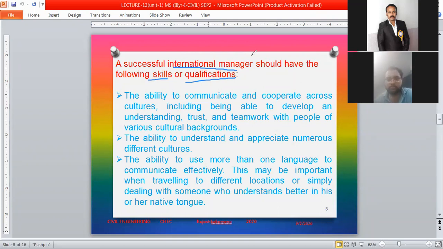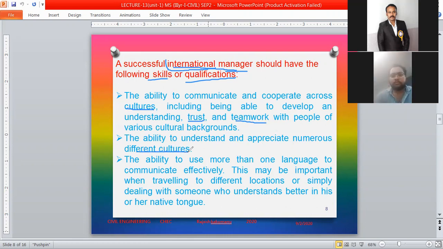IIMs, just like IITs you have IIMs, then automatically you will get specialization. If you want to become an international manager, you can take international business as a specialization. Then what are the skills you have to require? The ability to communicate and cooperate across cultures, including being able to develop understanding and trust. You have to build trust and belief, you have to understand the culture, you have to maintain teamwork with the people. Next, the ability to understand and appreciate numerous different cultures.